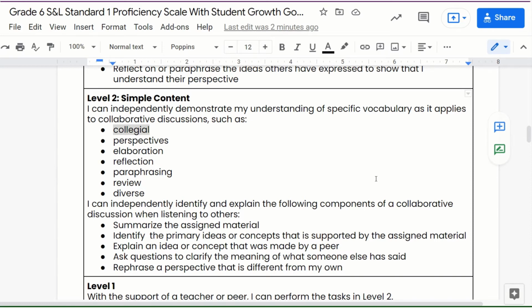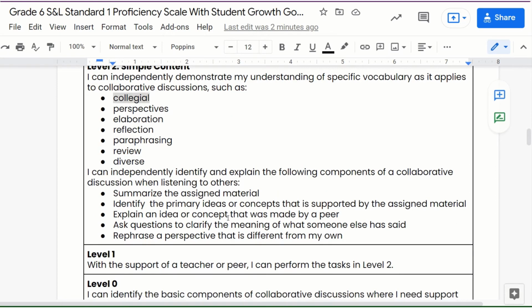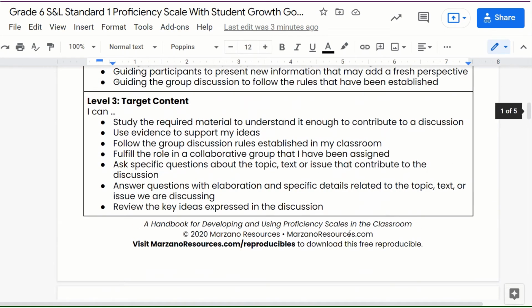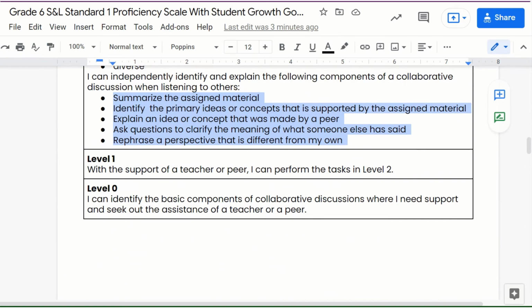So our next step is step 4, determining additional simple content and then recording it in level 2. Because this is a skills-based standard in which students must perform specific actions, I also included some foundational skills that are the bedrock of collaborative discussions. These are the skills that students must at least be aware of in order to participate in a collaborative discussion. And once again, we're looking at independently identifying and explaining these components of collaborative discussions. Can they summarize the assigned material? That will demonstrate that they do understand it. Can they identify the primary ideas or concepts that are supported in the assigned material? So this list of skills here are things that they need to do before they can move to the more complex skills in our target level.